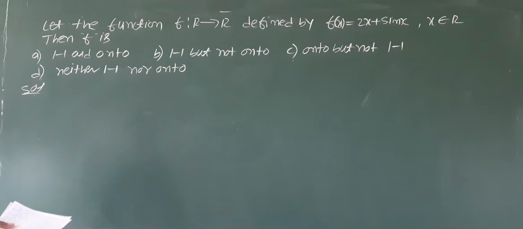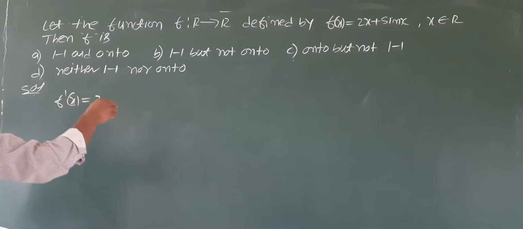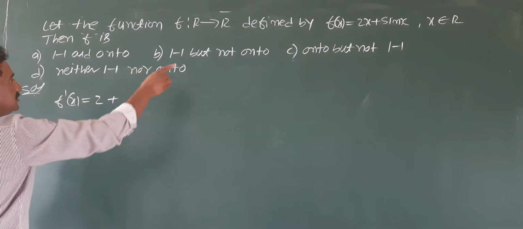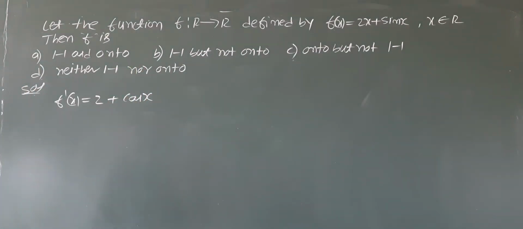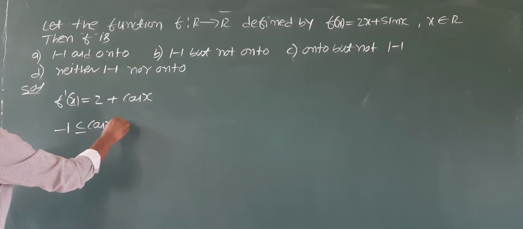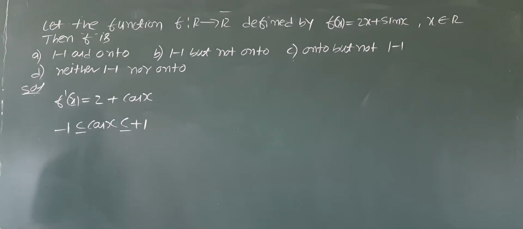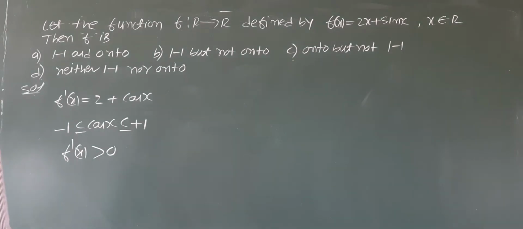So look at this, students. I go for f dash x, which is 2 into 1, that is 2, plus the differentiation of sin x, which is cos x. We know that all cos x values lie between minus 1 and plus 1. So the range of cos x is from minus 1 to plus 1. If I substitute all the numbers from minus 1 to plus 1, f dash x becomes positive. f dash x is strictly greater than 0.